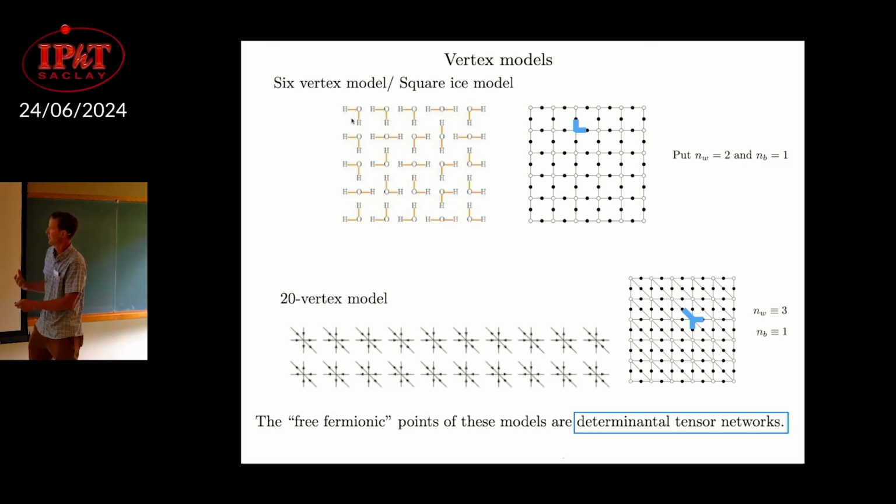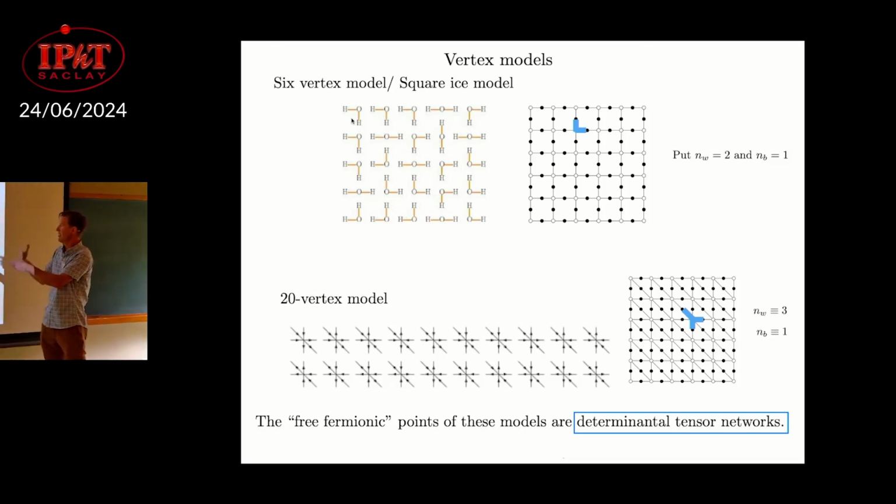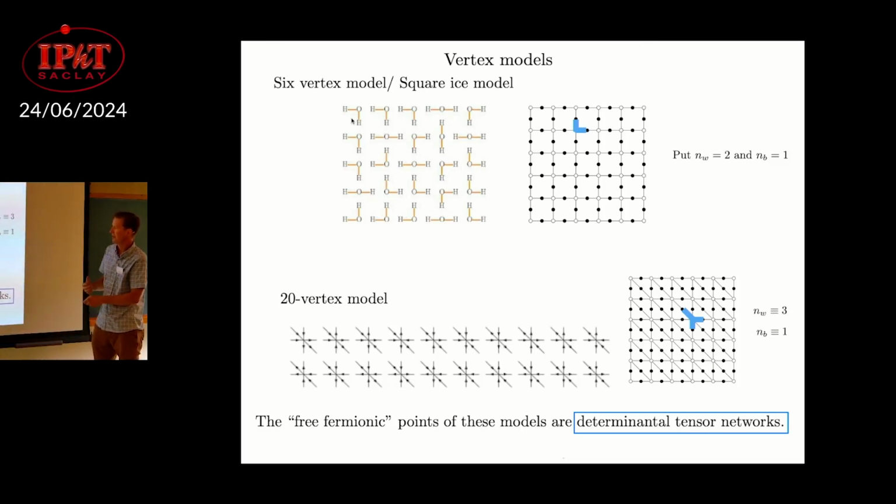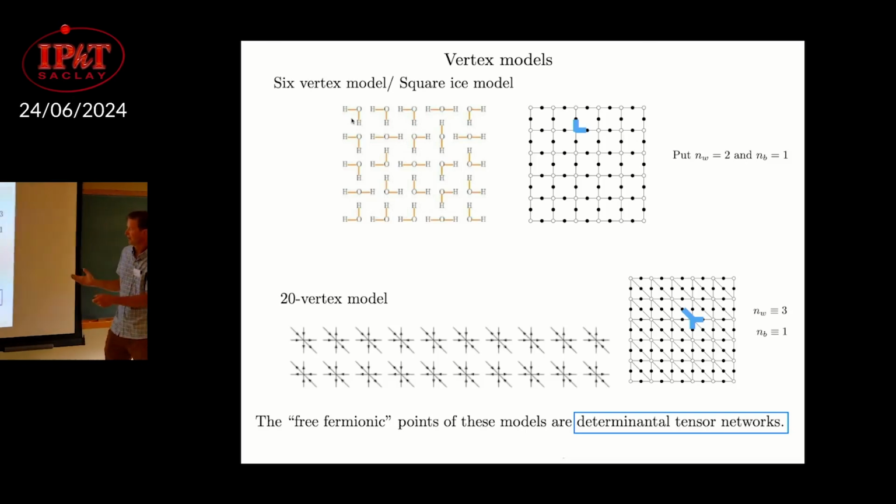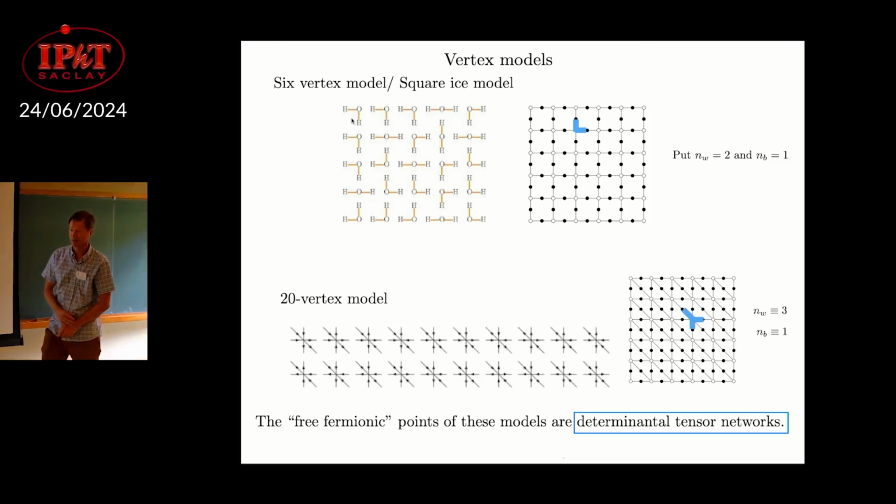And of course, now you can put all the matrices in here, and what you will find, the Kasteleyn determinant tells you about the free fermionic points of these models, which turn out to be what we might call determinantal tensor networks.